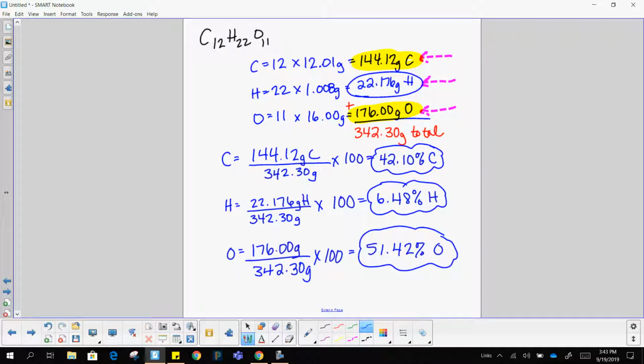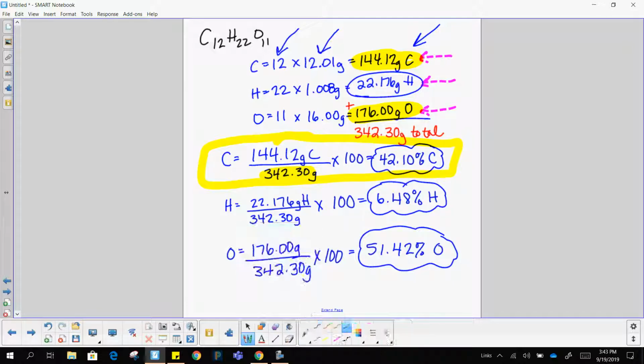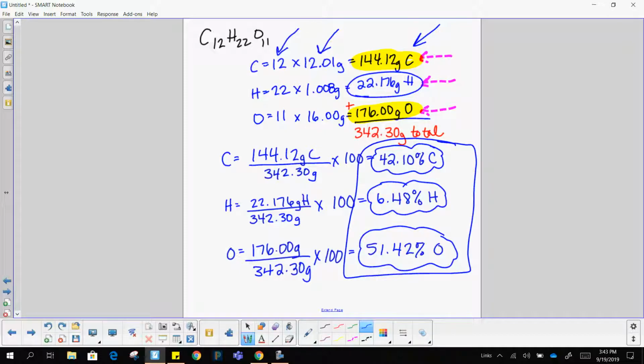Okay, so what we can see here is the whole problem worked out now. We started up here, and we found the mass of each individual element by taking how many atoms we had and multiplying by their mass from the periodic table. Then we took these masses and divided them by the total compound mass and multiplied by 100 to get each one's percent. Now what you notice about the percentages is that when you combine them, they should total 100.